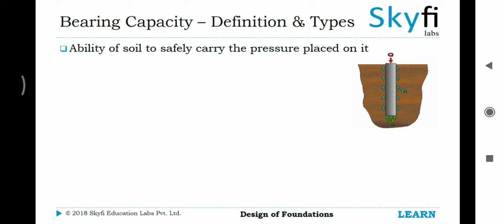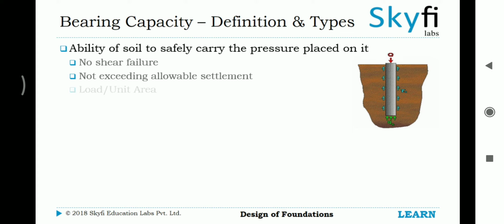It denotes the capacity of load bearing of the soil without undergoing a shear failure, nor exceeding the prescribed values for settlements. In other words, it is the maximum downward intensity of load, which the soil can resist without failure. Its dimensions are defined as load per unit area, which is analogous to pressure.